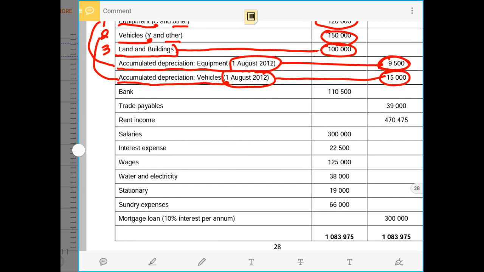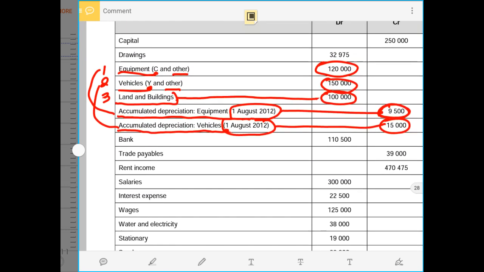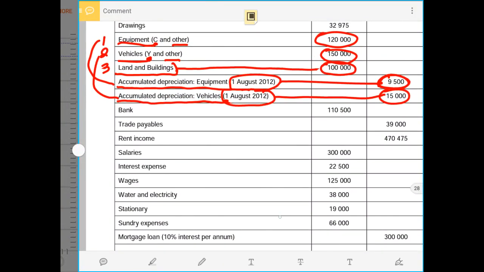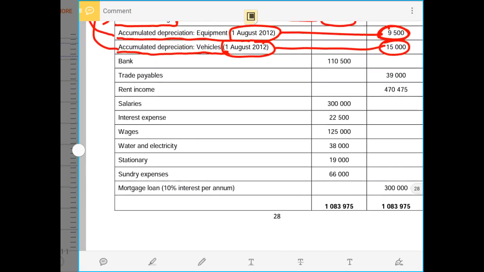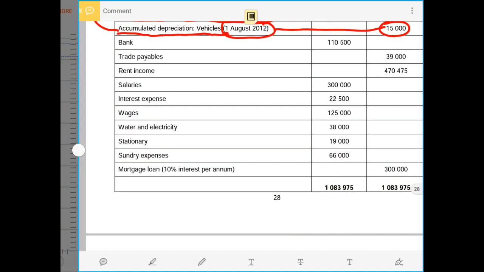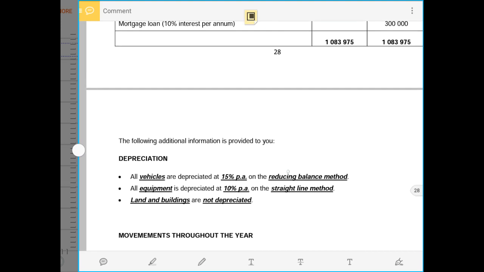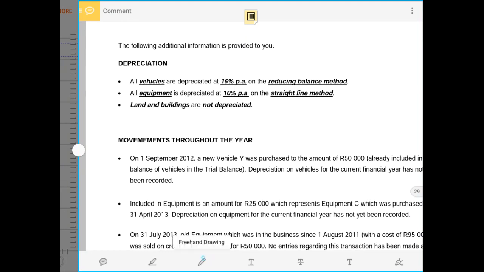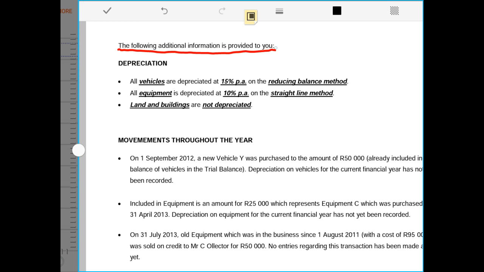Now I'll just skip all other items in the trial balance, as they are not as important as the three assets and the accumulated depreciations that I have identified for the two assets, being equipment and vehicles. Let us scroll to the information below the trial balance in this exercise. Below it says the following additional information is provided to you. Then it says depreciation. This information is with regard to the depreciation of our assets.